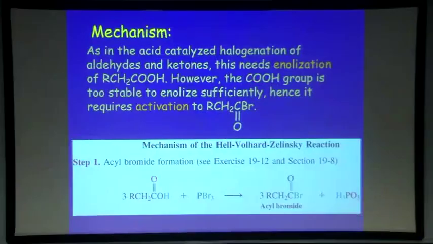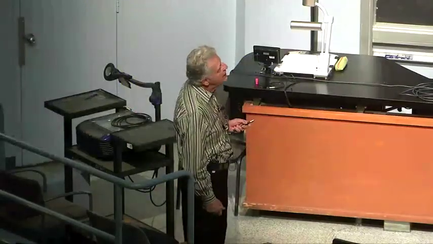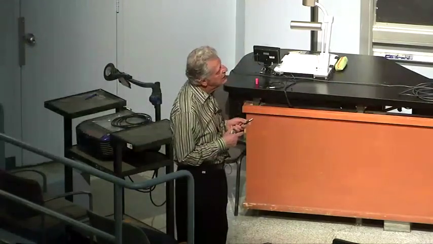And at that stage, this is such a good leaving group that bromide anion attacks, addition elimination, and that makes the acyl halide. So OH turns into a good leaving group, OPBr2, and it's kicked out by bromide. And the reason that you need this, in order for the mechanism that we discussed in the halogenation of aldehydes and ketones to operate, is because you're activating the carbonyl function now to enol formation.